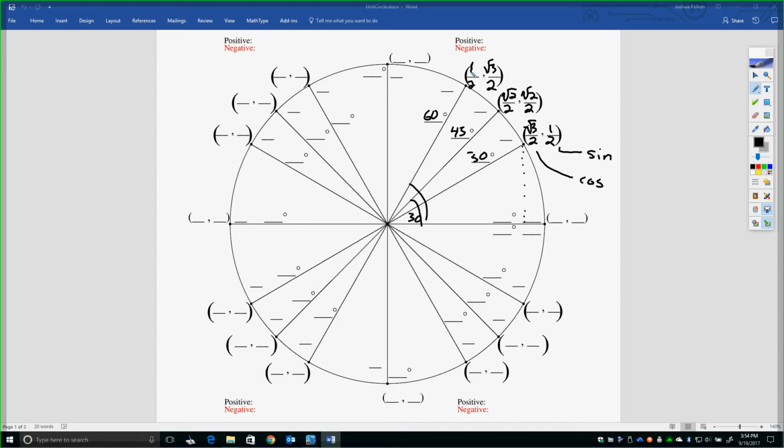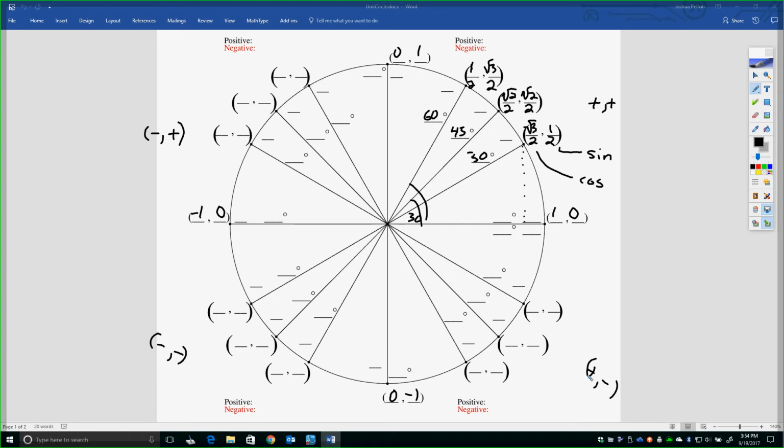Let's keep going. We already had these: 1, 0; 0, 1; -1, 0; and 0, -1. The other quadrants just repeat themselves. If I remember correctly, this is the positive quadrant, this is the negative-positive quadrant, this is the negative quadrant, and lastly, this one is the positive-negative quadrant. So we can just repeat the same answers.